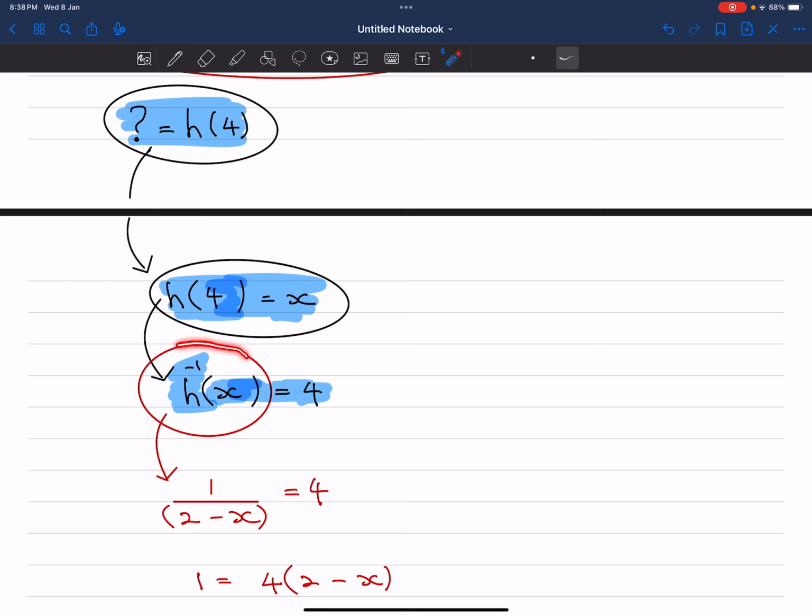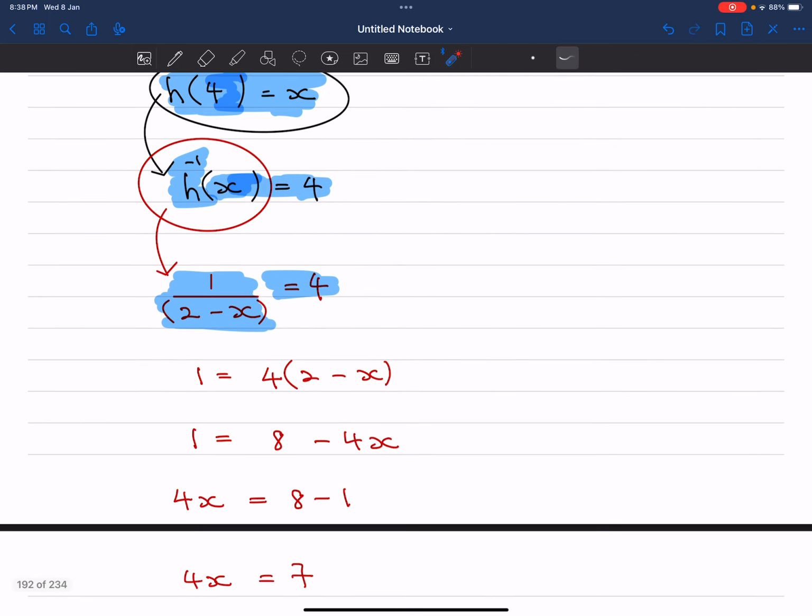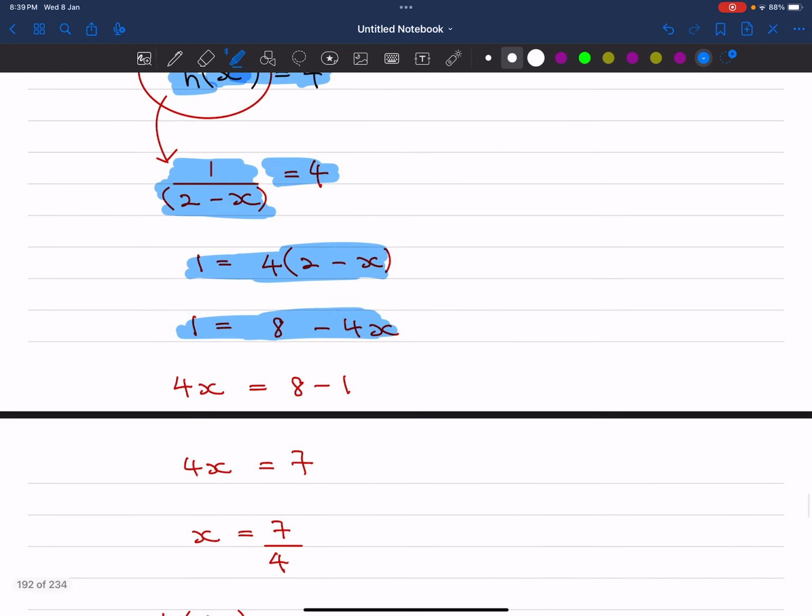And we already know what is h inverse x. It was given that h inverse x is 1 over 2 minus x. Right hand side, I just copy back, equals 4. Now we just solve this. This 2 minus x, I bring it to the right hand side. I'll have 1 equals 4 brackets 2 minus x. Expand the right hand side. 4 times 2 is 8. 4 times x is minus 4x. I got 1 equals 8 minus 4x.